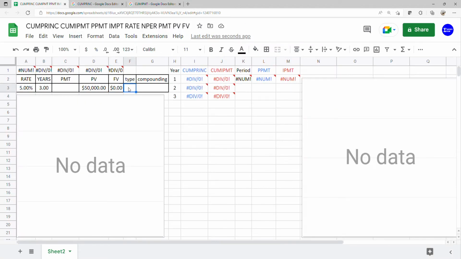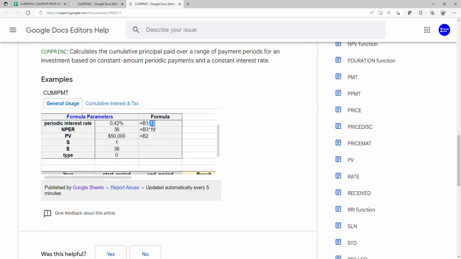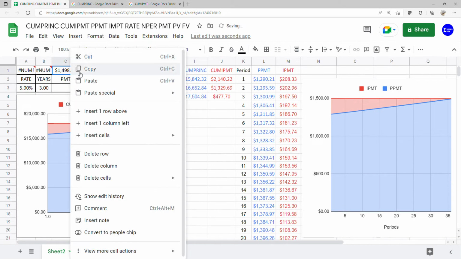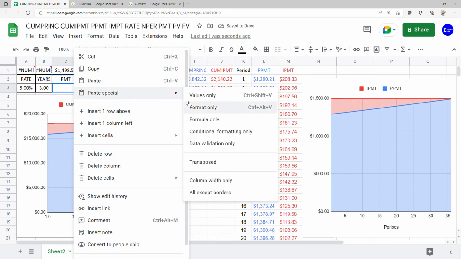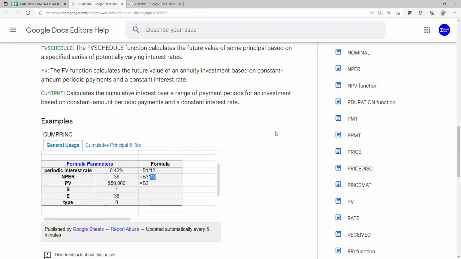The compounding rate: you factor in 12 here for the rate and 12 for the NPER. Likewise, 12 means monthly, and 12 also for monthly. So we use 12. And we copy this. So these values of rate, years, payment, present value, future value, type, and compounding are the same. And let us look for the answer.